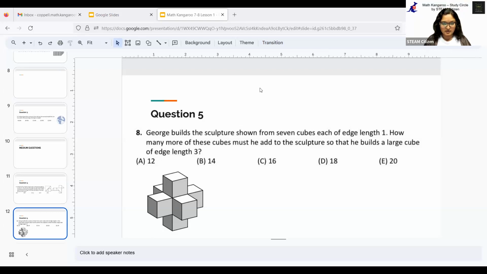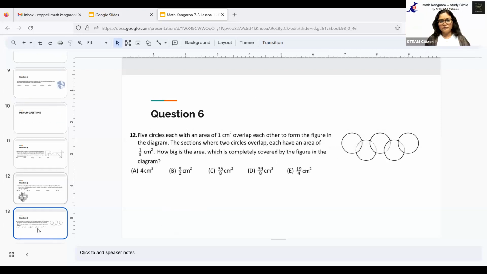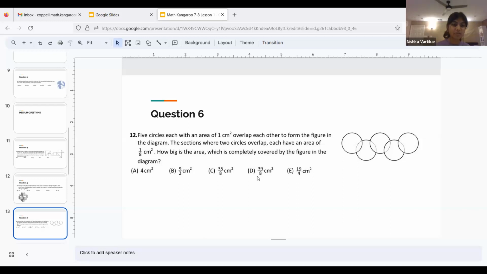Cool. Okay. Can we go to the next one? Yeah. Okay. So 5 circles, each with an area of 1 centimeter squared, overlap each other to form the figure in the diagram. The sections where 2 circles overlap each have an area of 1/8 centimeter squared. How big is the area which is completely covered by the figure in the diagram?